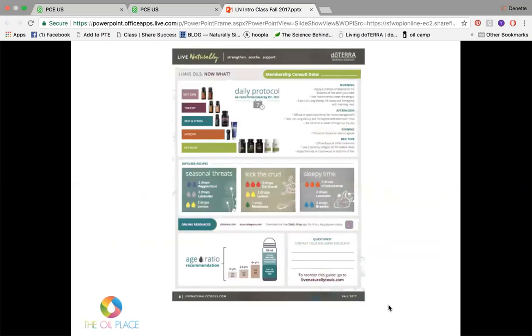So I have my oils, now what? This is a great sheet for you to take home with you, and it's going to give you some daily oil protocols recommended by Dr. Hill. It's going to give you some diffuser recipes, and there's a great diagram at the bottom that's going to help with dilution for age and how to dilute your oils. I'm going to put my contact information on there. If you have any questions at all while using your essential oils, that's the best way to contact me.